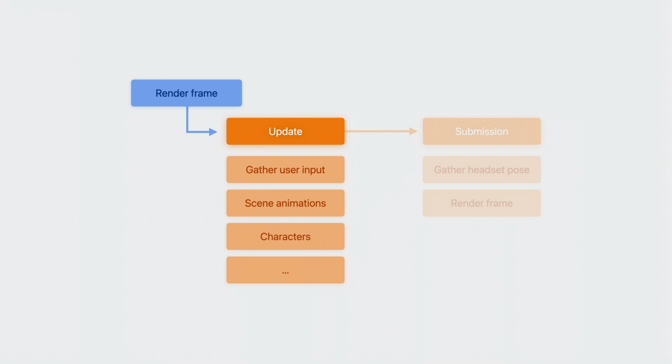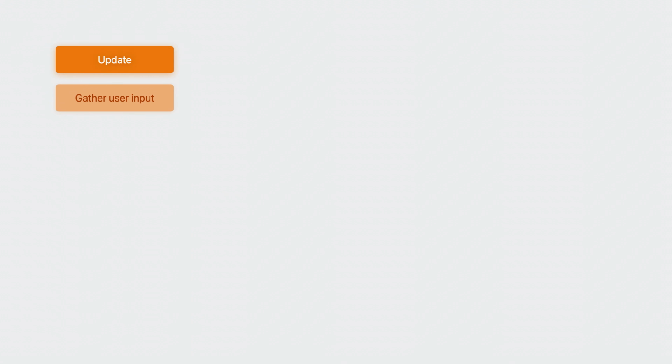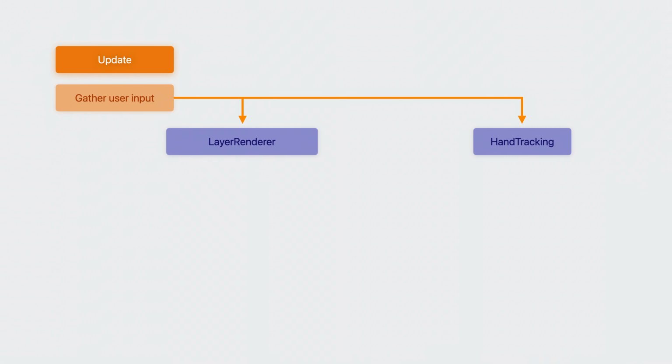All this work will happen in the update section of the frame. There are two main input sources, the layer renderer and the ARKit hand tracking provider. With the layer renderer, you will get updates every time the application receives a pinch event. These updates are exposed in the form of special events.